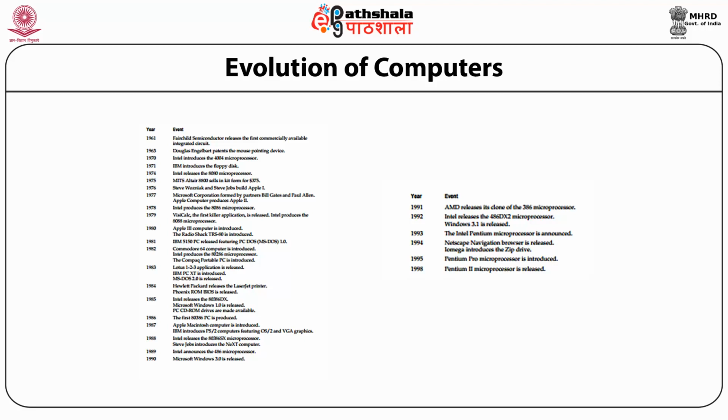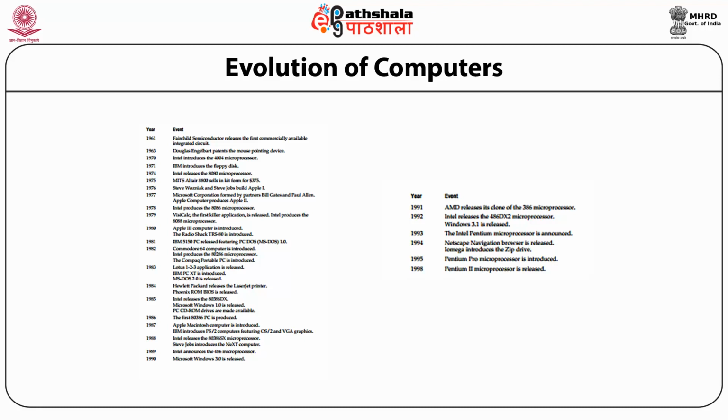1980, Apple's third computer is introduced. 1980, the Radio Shack TRS-80 is introduced. 1981, the IBM 5150 PC is released, featuring PC-DOS, MS-DOS 1.0. 1982, the Commodore 64 computer is introduced. 1982, Intel produces the 80286 microprocessor. 1982, the compact portable PC is introduced. 1983, Lotus 1-2-3 application is released. The IBM PC XT is released the same year. MS-DOS 2.0 is released the same year.